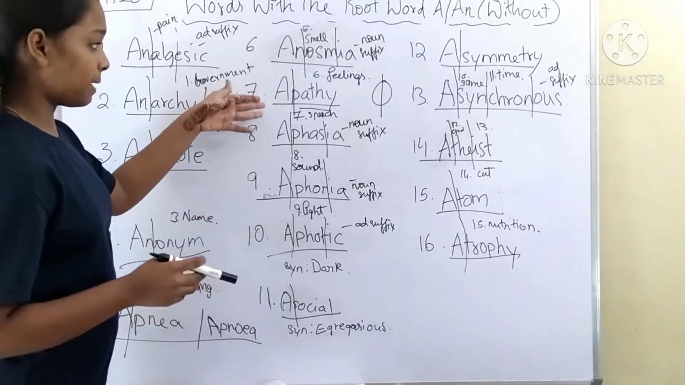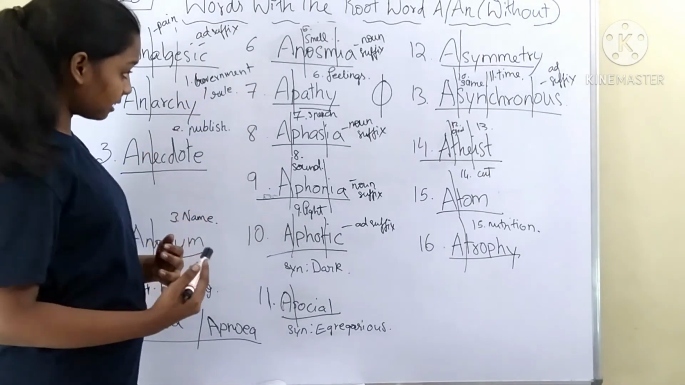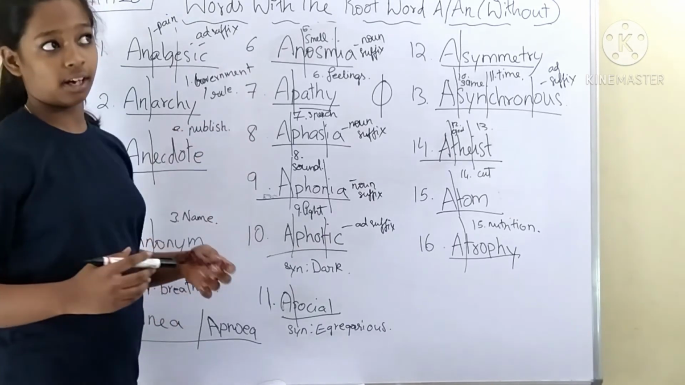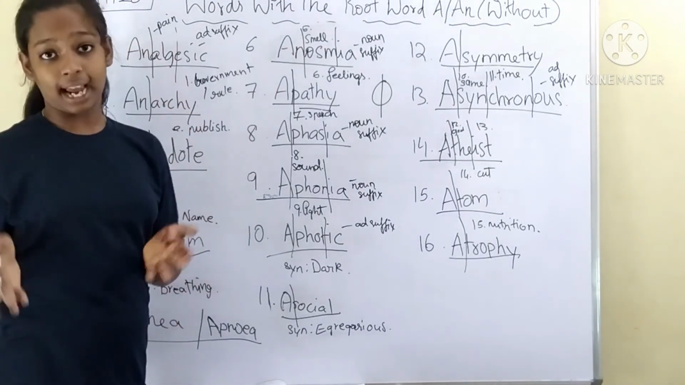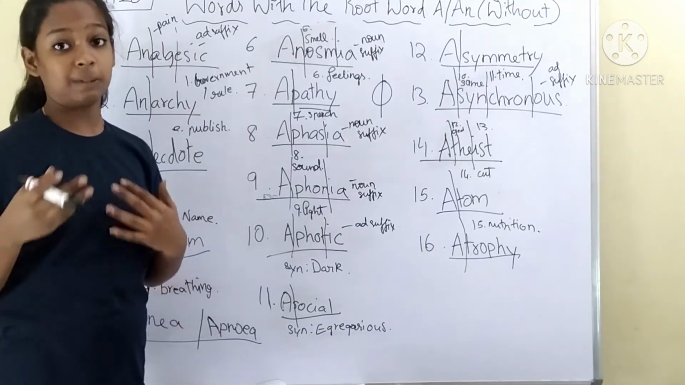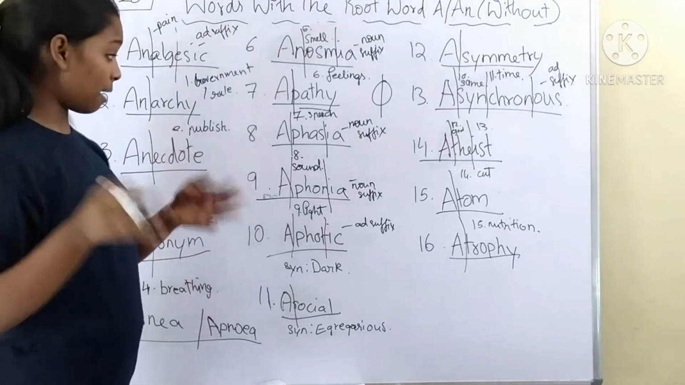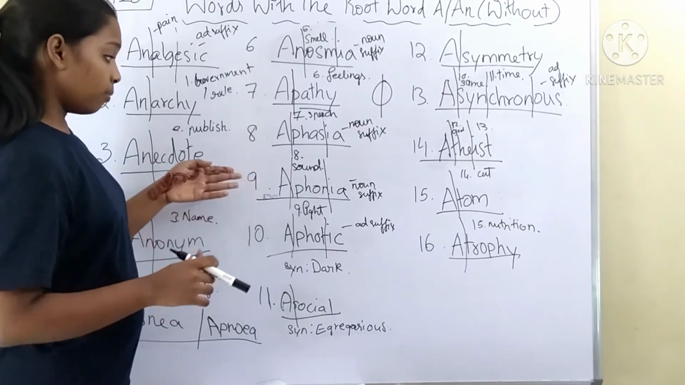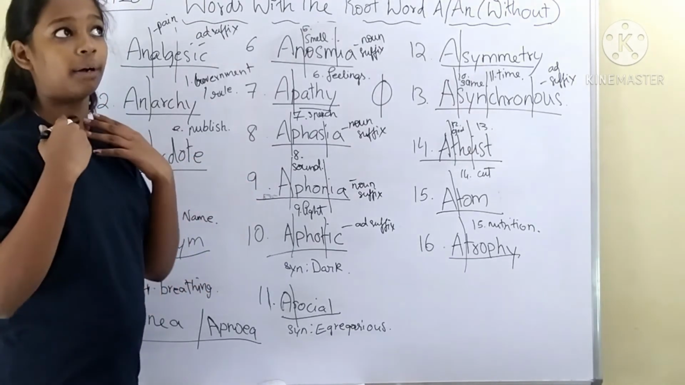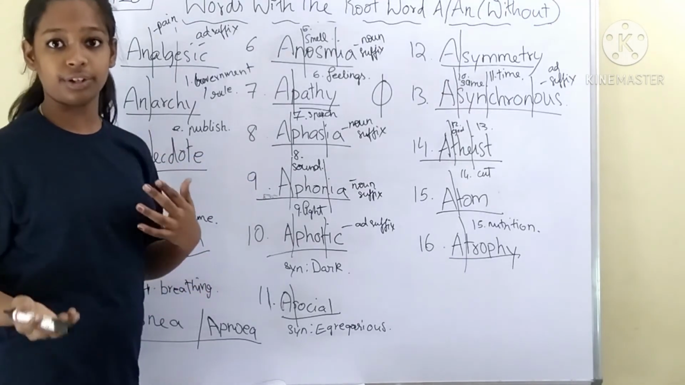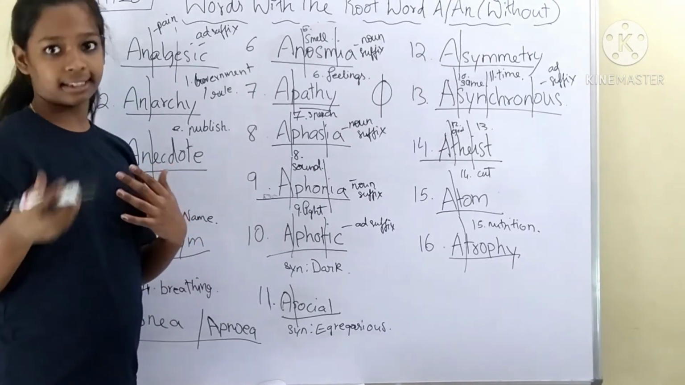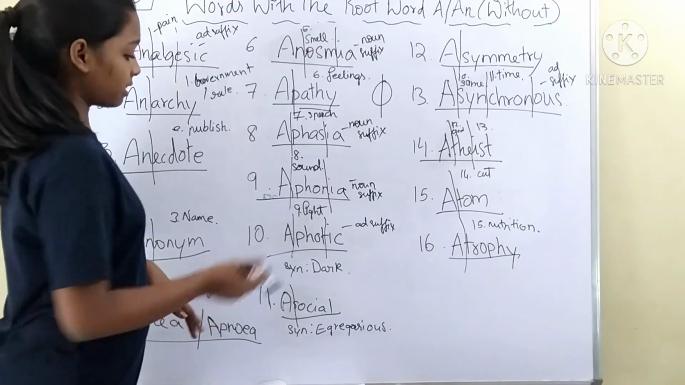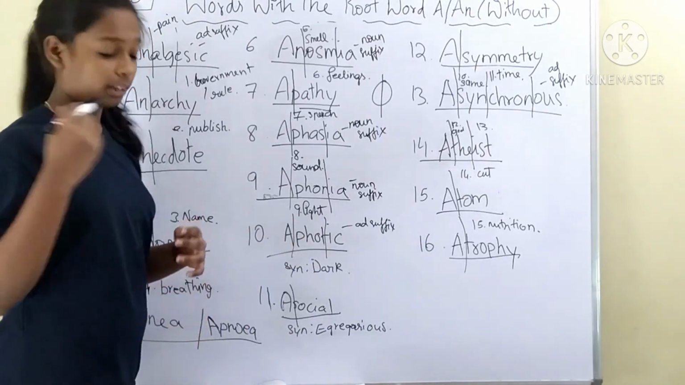The next word is apathy, which means absence of feelings. The next word is aphasia, which means not able to understand or not able to produce speech because of brain damage. The next word is aphonia, which means without sound, loss of voice due to an injury. When you get an accident, you lose your voice. That's called aphonia. And the next word is aphotic, which means without light.